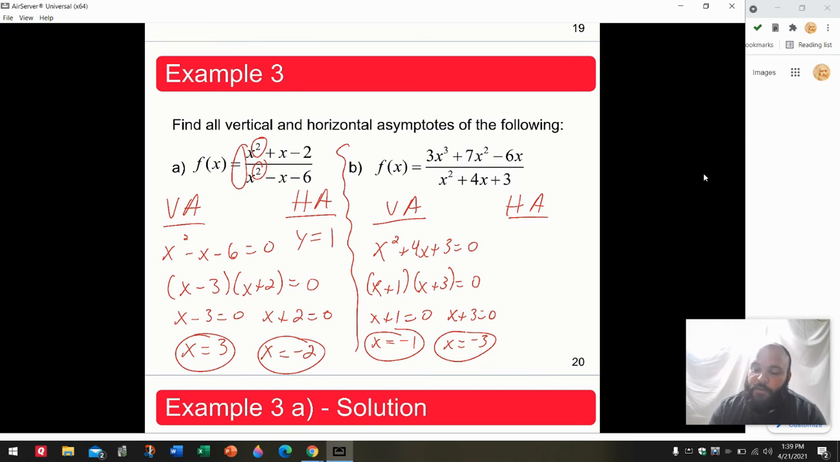Now, horizontal asymptotes are done by looking at the powers of the numerator and the denominator. The numerator power is 3, the denominator power is 2. And since 3 is bigger than 2, when the top is bigger than the bottom, there is no horizontal asymptote.